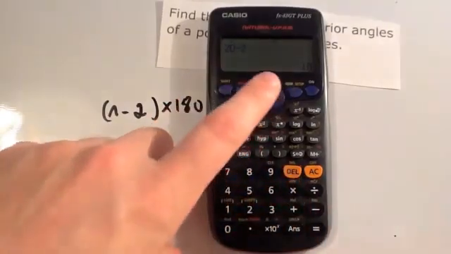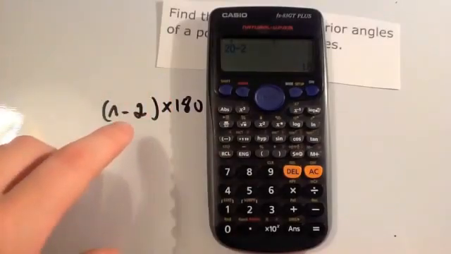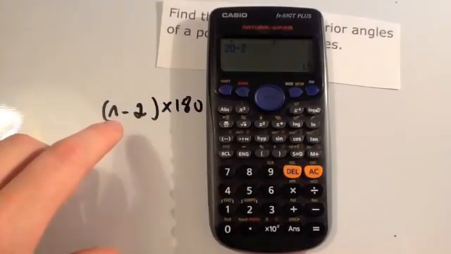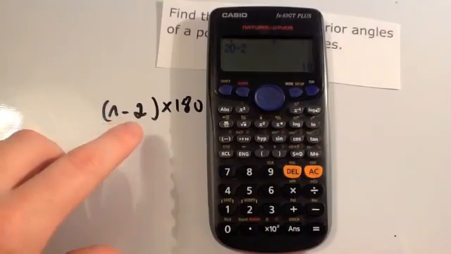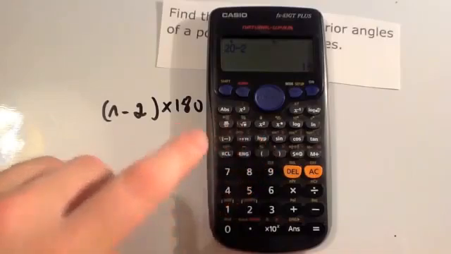Press equals at that point, because remember this has got brackets around it, so you want to do the sum in 2 separate steps. You're going to want to do 20 take away 2, and then times by 180. Alternatively, you could use the brackets on the calculator.